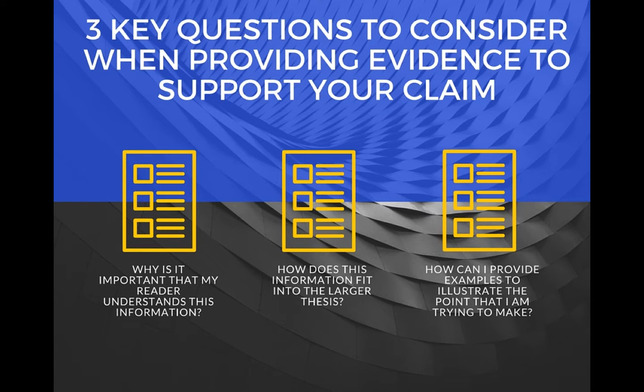Here are 3 questions I want you to consider when you're providing evidence to support your claim. When you're making these claims, ask yourself, why is it important that my reader understand the information that I'm presenting to them? How does it help my argument? Does it help my argument? Or am I just including this information as filler? Remember, you want to be to the point and provide plentiful evidence that revolves around each of your supporting claims.